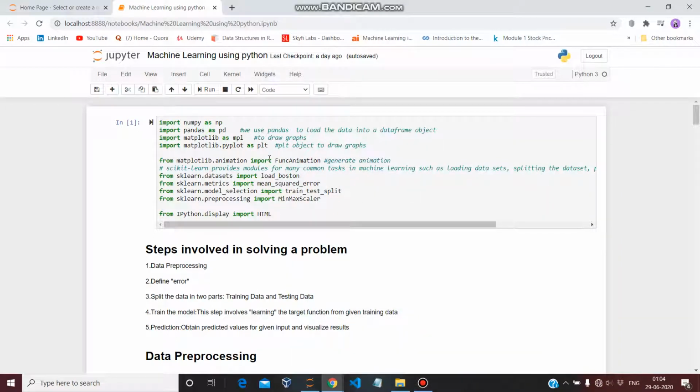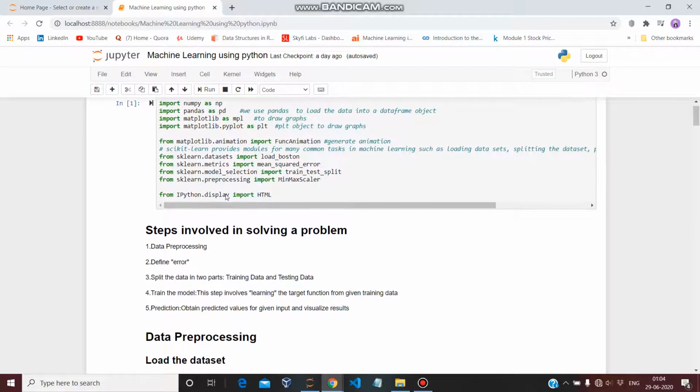This project is based on Boston house price prediction using machine learning under the guidance of Sci-Fi Labs. First of all, let me introduce these libraries: NumPy, Pandas, Matplotlib, and Scikit-learn. Basically, NumPy, Pandas, and Matplotlib are used for data handling and visualization purposes, and sklearn is our machine learning library.